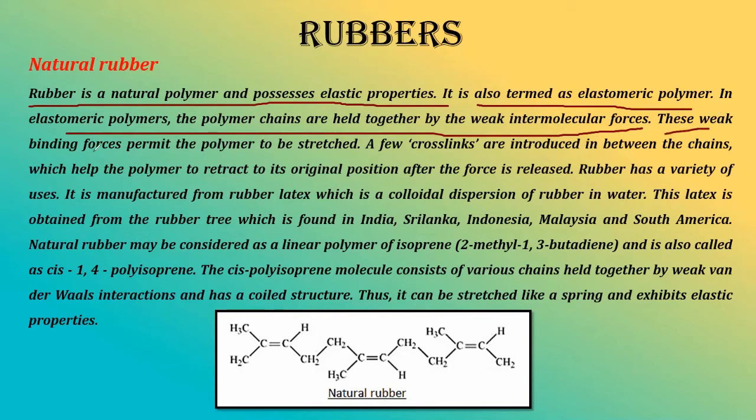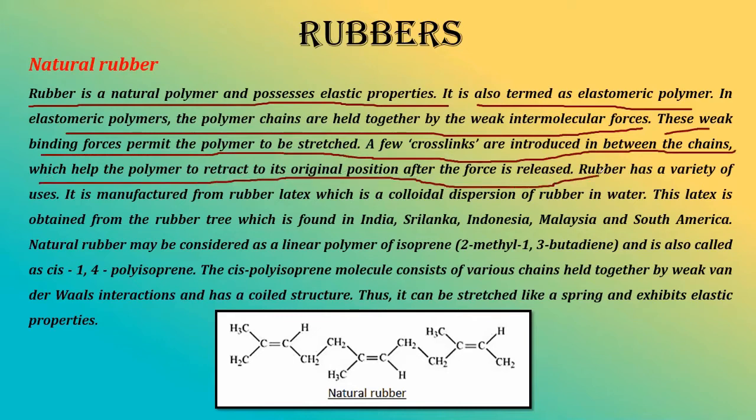Okay, these weak binding forces permit the polymer to be stretched. Fine, we have discussed that a few crosslinks are introduced in between the chains which help the polymer to retract to its original position after the force is released. So yes, the attraction forces are weak, but whenever we release the pressure or the force, it comes back to its initial position.